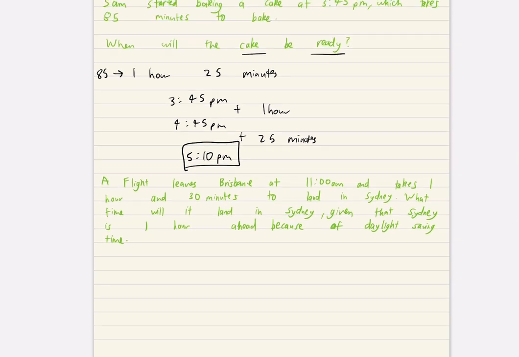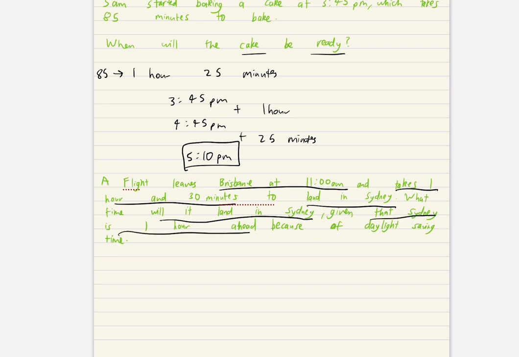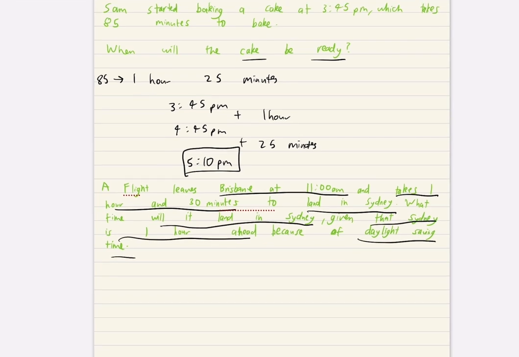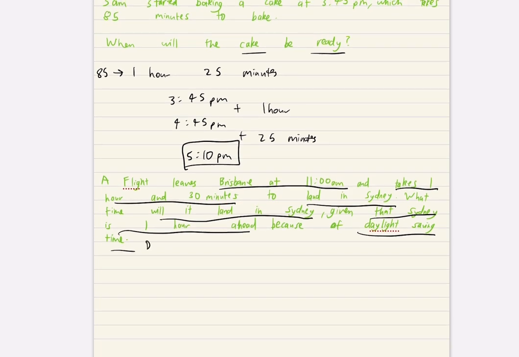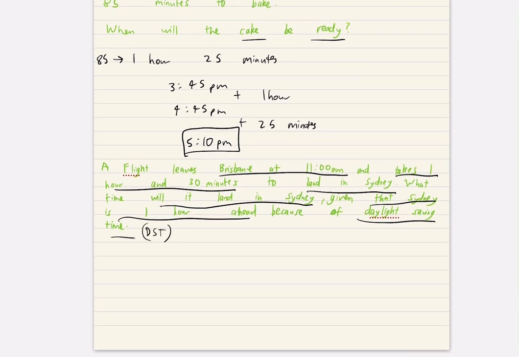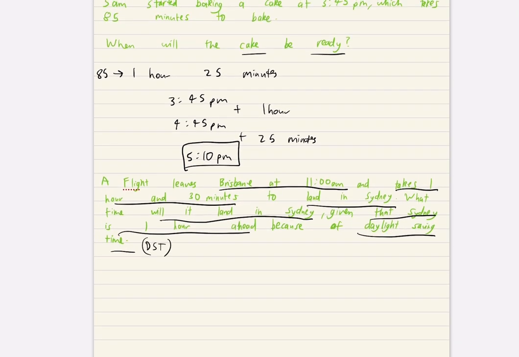The next question: a flight leaves Brisbane at 11 a.m. and takes 1 hour and 30 minutes to land in Sydney. What time will it land in Sydney, given that Sydney is 1 hour ahead because of daylight saving time? You might see daylight saving time written as DST. You can take into account the daylight savings at the beginning of the question or at the end of the question.